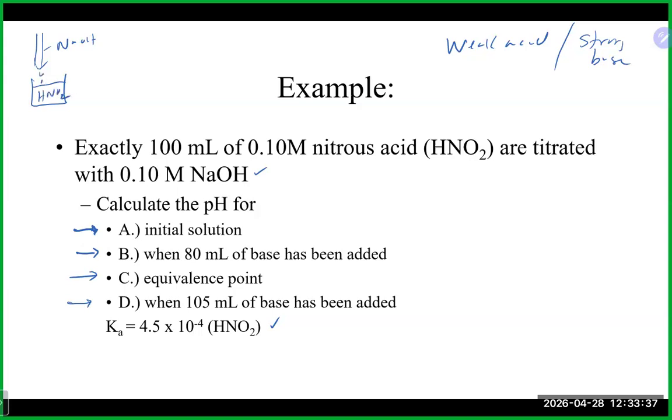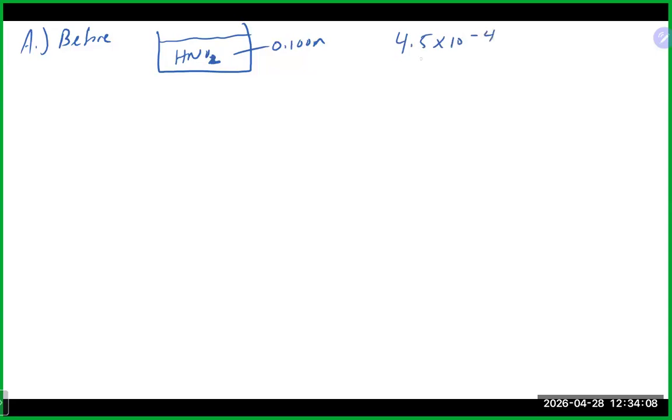All right, so with that being said, we'll start with part A here, which is the initial solution before the titration begins. So basically A here is before we start. So really, before we start, all we have sitting there in our beaker, our flask, is our 0.1 molar nitrous acid, HNO2. And again, that's a weak acid with a Ka value of 4.5 times 10 to the minus 4.